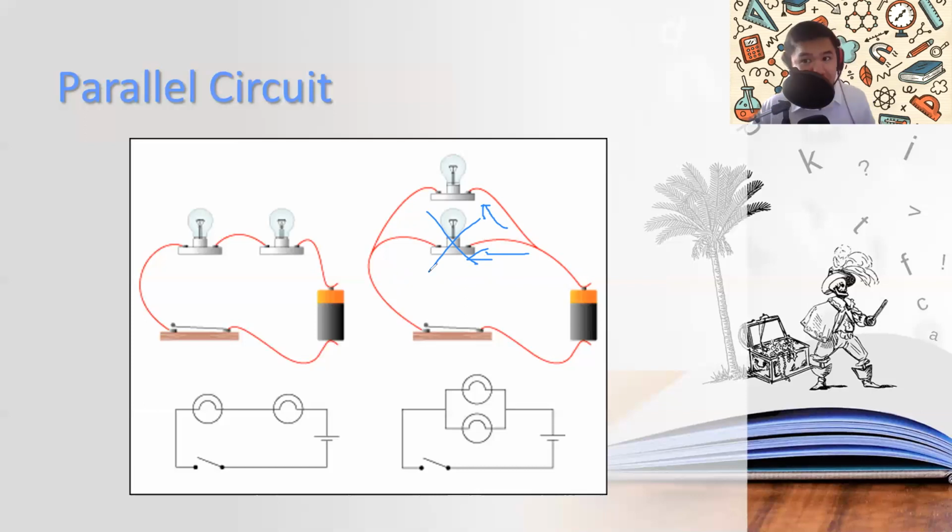For example, imagine you have a car. If there's only one turn, left, you can only go to the left. But if you have a left and right turn, you can go to the left or to the right. If the left is broken, you can go to the right. That is the difference between series and parallel circuits.